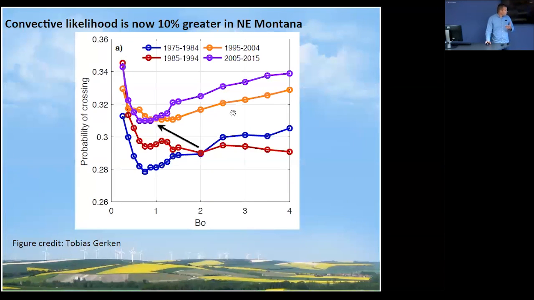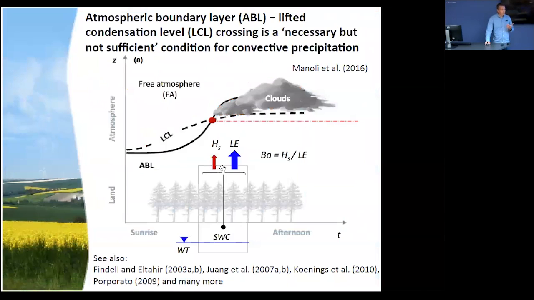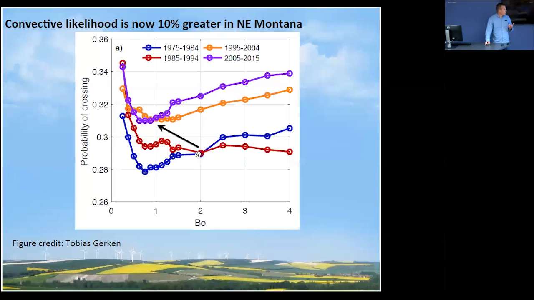But we've moved from a system, the Bowen ratio is the ratio between the sensible heat flux and the latent heat flux, from a system where the Bowen ratio is about 2, so twice the amount of heat entering the atmosphere than there was moisture, to a system where those are now in balance. And from our slab atmospheric model simulations, we're finding about a 10% increase in the likelihood of convective process. Might not sound like a lot, but oftentimes in these dryland systems, every rain event really counts. One rain event could actually be the difference between failure and success.